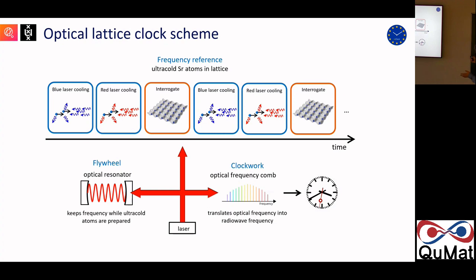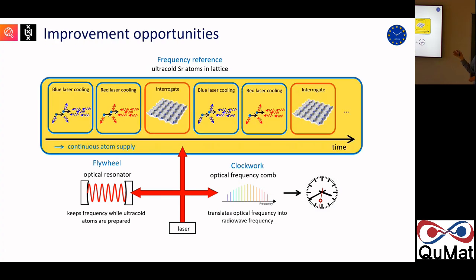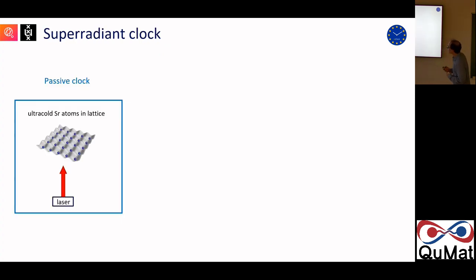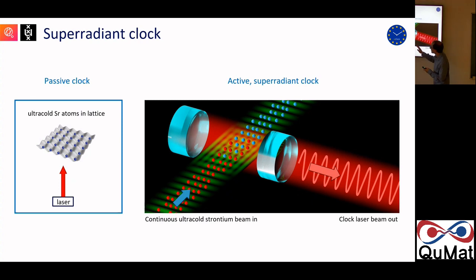Now, if you look at the scheme, there are at least two things that you would like to improve immediately. Obviously, you would like to have atoms available all the time to get a feedback signal all the time. And you would really like to not have to build these super complicated resonators. I mean, you still need one, but could you do it perhaps 100 times less expensive? Okay, and that can be done. There are two ways of doing it. One way is to build a so-called superradiant clock. So it's a so-called active clock. What's active and passive in clocks?